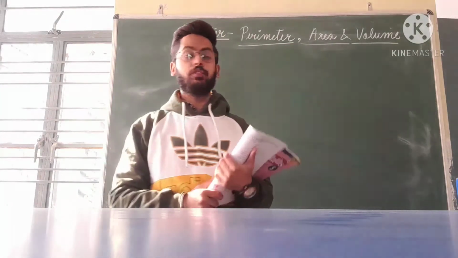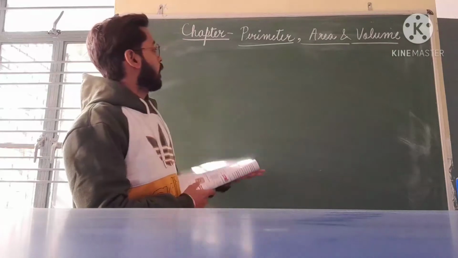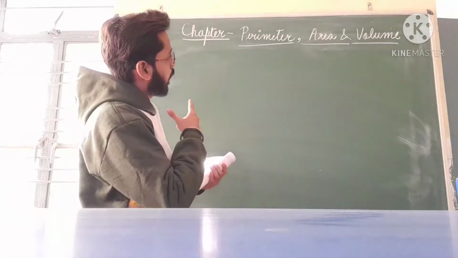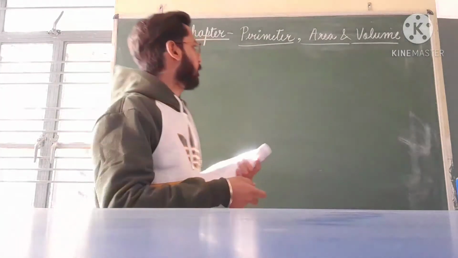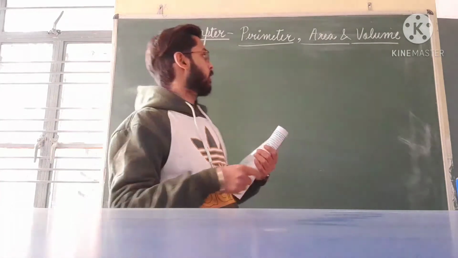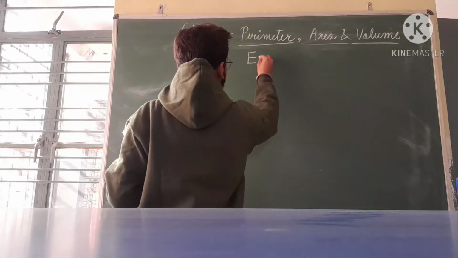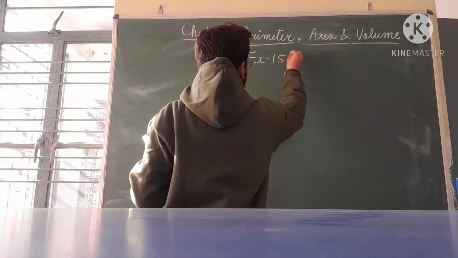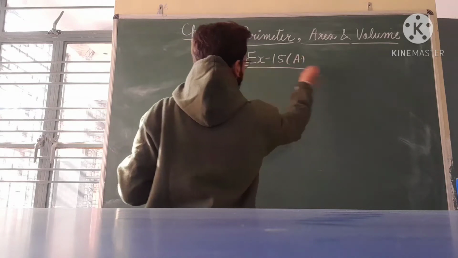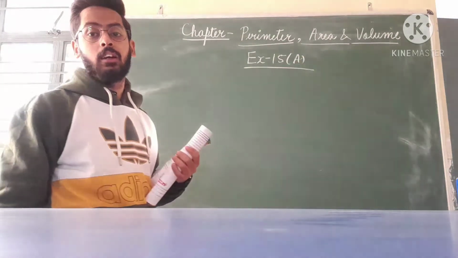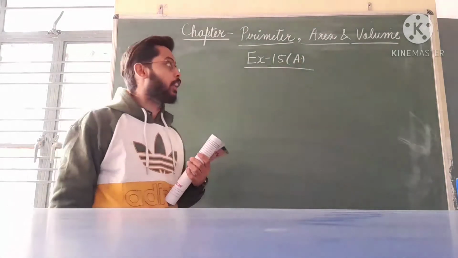As we have completed our first chapter, we are starting with our next chapter, that is perimeter, area and volume. In this chapter, first we will discuss the formulas that will come in further exercises. So we start with the first exercise, exercise 15A. In this exercise we will discuss the rectangle: what is the shape of the figure, and what are the perimeter and the area of a rectangle.